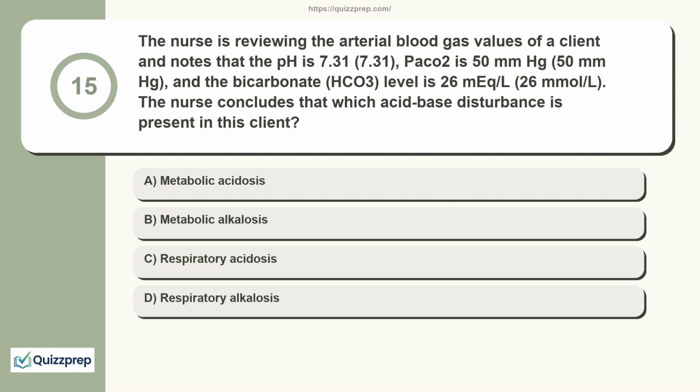Question 15. The nurse is reviewing the arterial blood gas values of a client and notes that the pH is 7.31, PaCO2 is 50 mm Hg, and the bicarbonate (HCO3) level is 26 mEq/L. The nurse concludes that which acid-base disturbance is present in this client? Metabolic acidosis, metabolic alkalosis, respiratory acidosis, respiratory alkalosis.